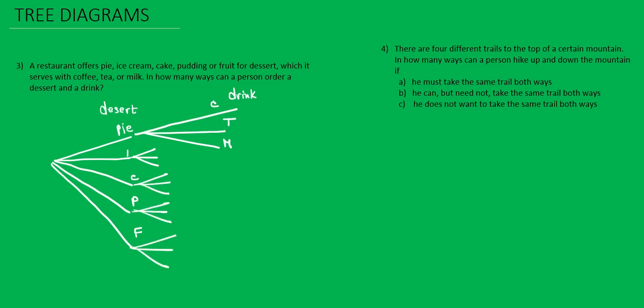Okay. Now notice something very important. Instead of just counting each branch, like we used to do in the previous examples, we can say that every choice of the dessert goes with 3 choices of the drink. So we can say we have 5 desserts with 3 drinks each. So that gives us 5 times 3, which is 15 different choices or 15 possibilities.